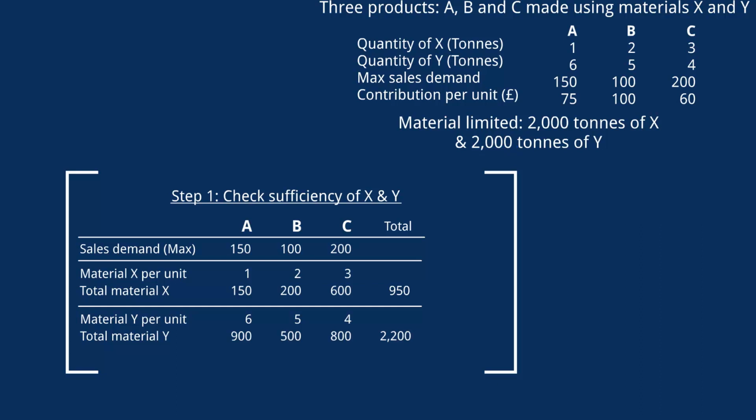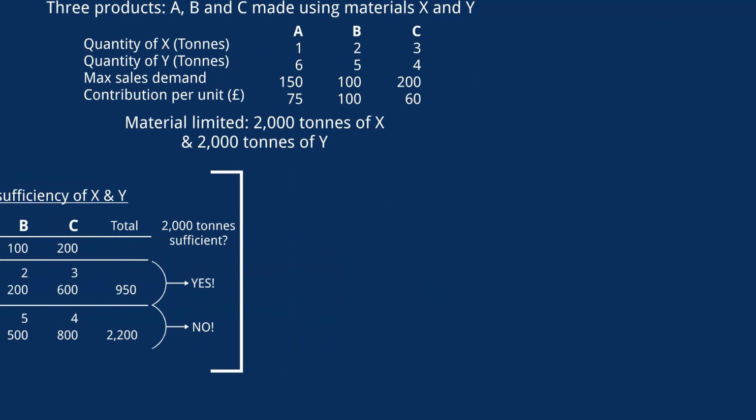We only have 2,000 tons available. So 2,000 tons is not sufficient for Y. It is sufficient for X, but it's not sufficient for Y. So we know that we are not going to be able to produce our maximum amount for A, B, and C. We just don't have enough of material Y available.